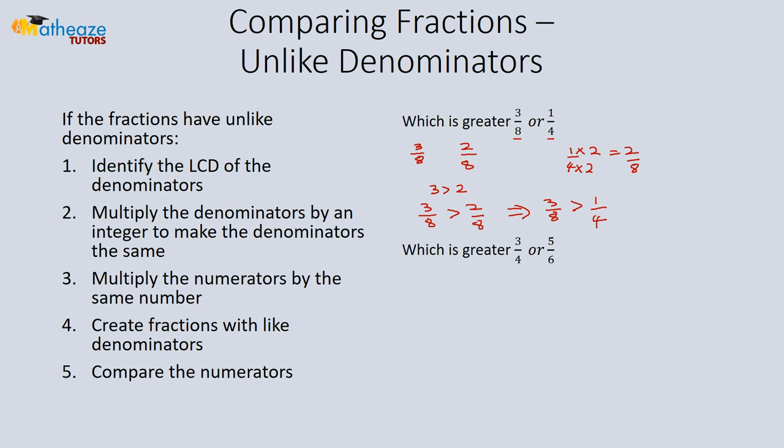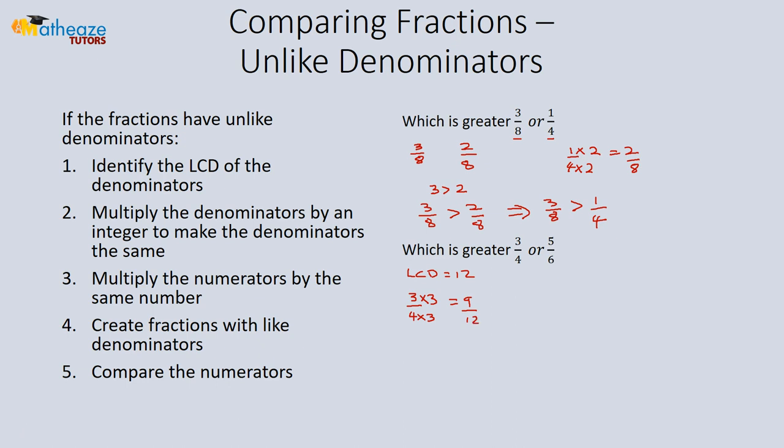Which is greater, 3 over 4 or 5 over 6? Now we're going to look for the LCD of 4 and 6. Once you apply the methods to get the LCD, you should get the LCD to be 12. So LCD is 12. So 3 over 4, let's look at that. What do I need to multiply 4 by to get to 12? I multiply this by 3, multiply this by 3. This is going to give us 9 over 12.